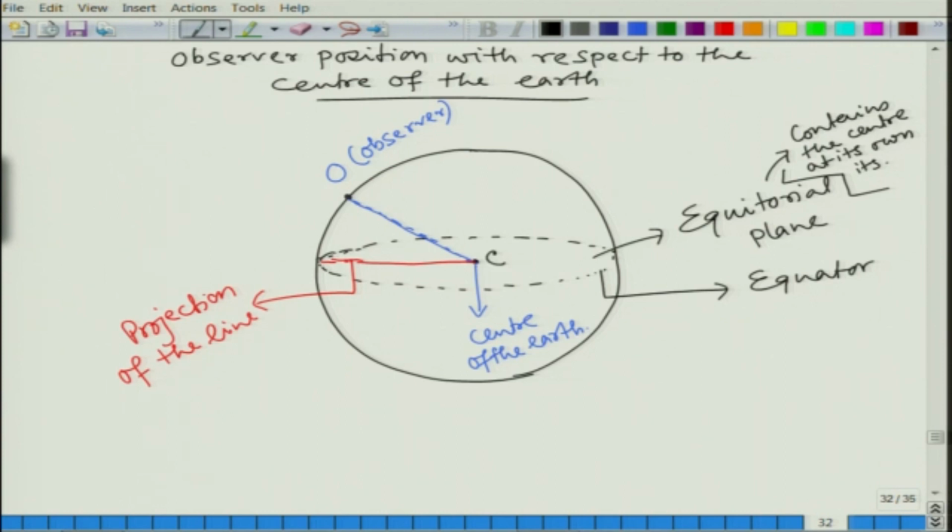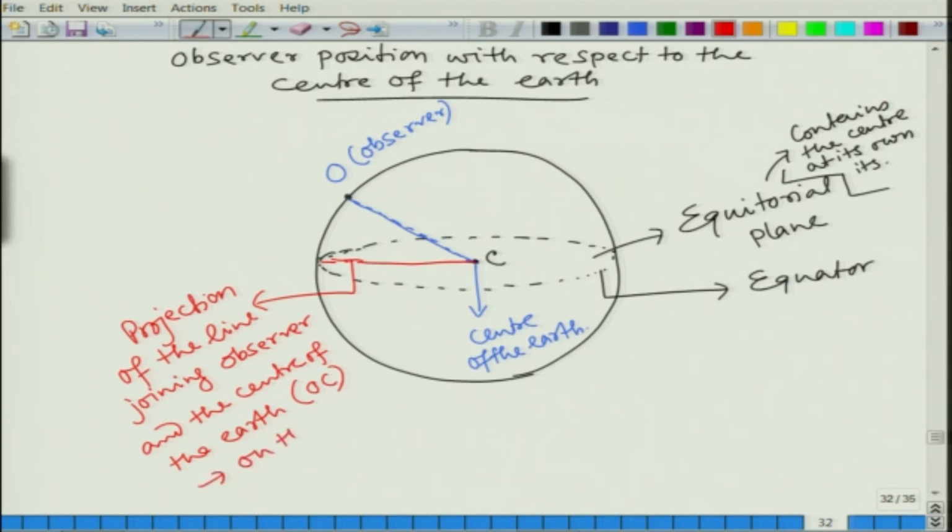Okay. So, this particular red line is nothing but the projection of the line joining the observer and the center of the earth, which is the line OC. Okay. So, you are projecting this where? You are projecting this on the equatorial plane.